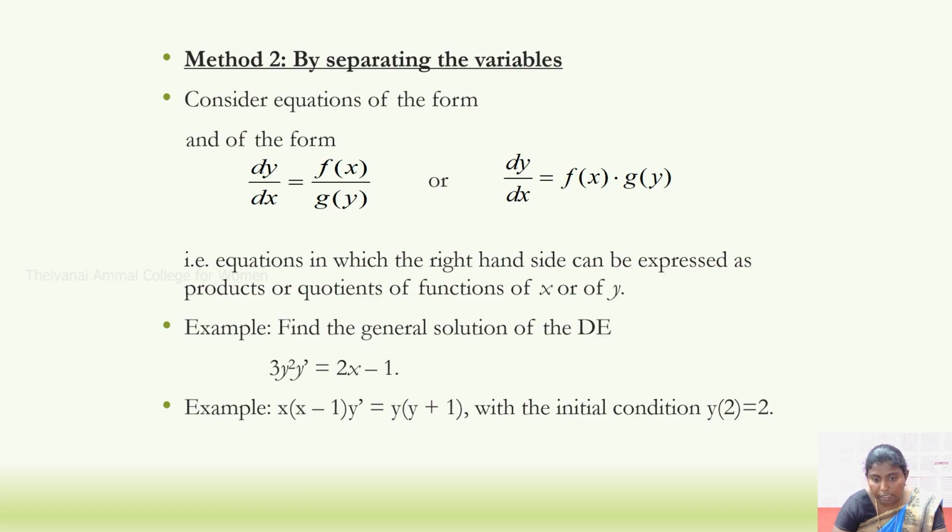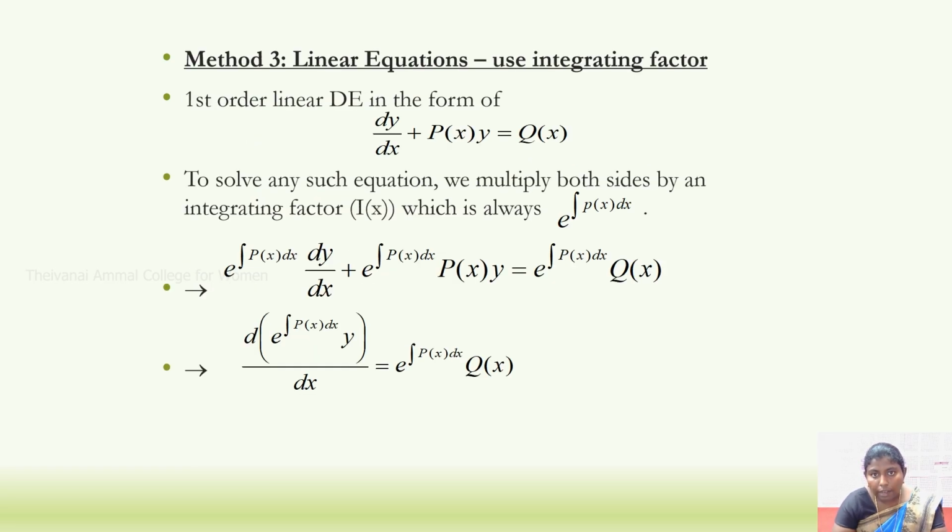So the dx, the denominator dx, goes to the other side. Then we get 3y square dy is equal to (2x minus 1) dx. When we integrate, we get the general solution. Another example is also method 3, linear equations using the integrating factor.